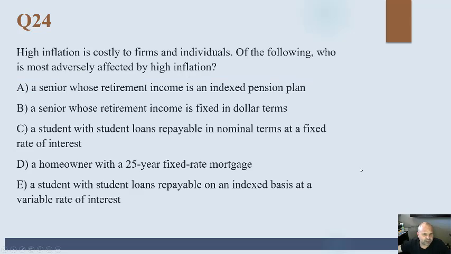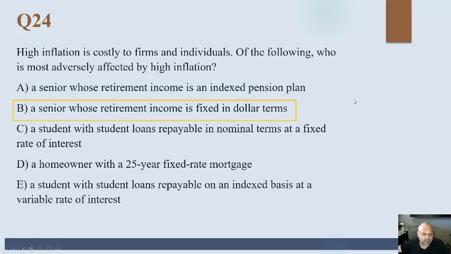High inflation is costly to firms and individuals. It creates a lot of uncertainty, especially for firms. Of the following, who is most adversely affected by high inflation? So which of these situations here would be the worst?